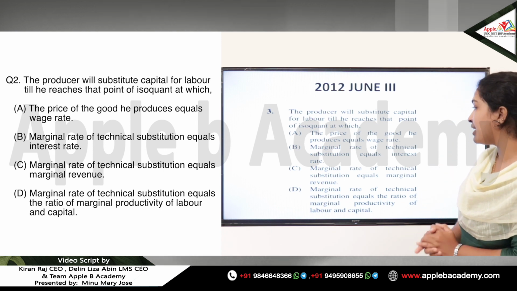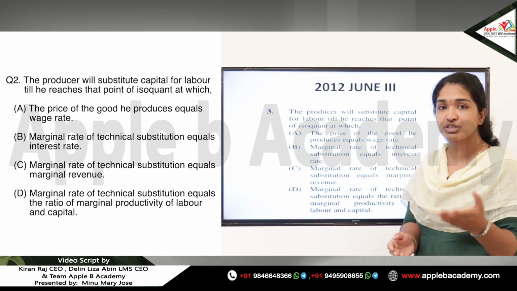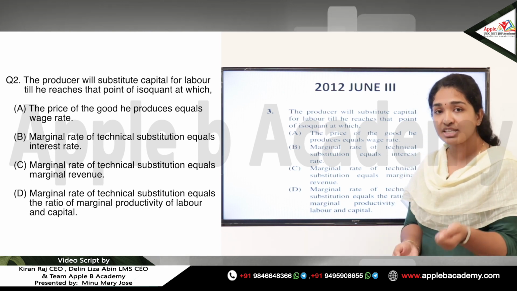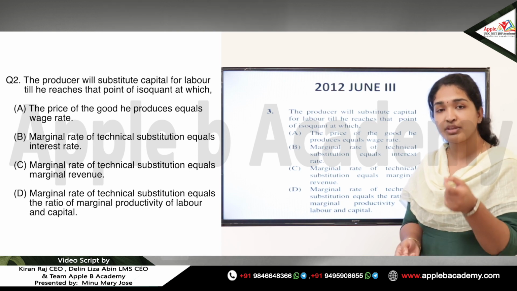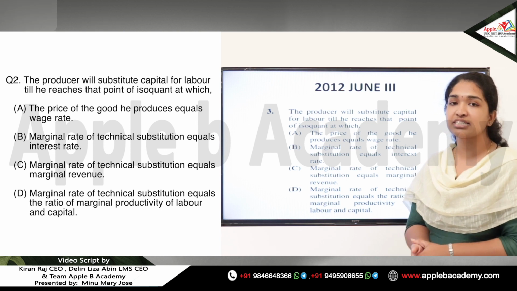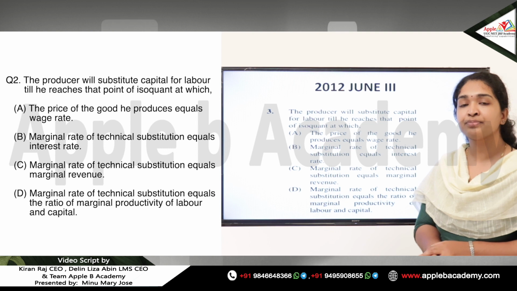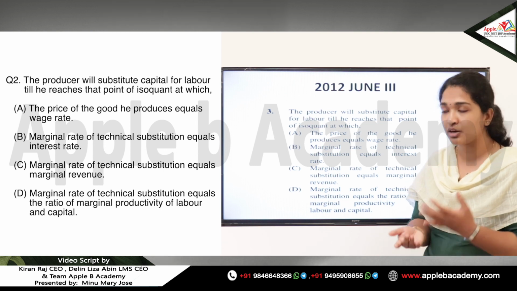And B, marginal rate of technical substitution equals the interest rate. The marginal rate of technical substitution is the slope of the isoquant curve. It has to be equal to the ratio of the prices of both the factors of production. That was the exact equilibrium condition, and not the interest rate alone, which is the price of capital alone.